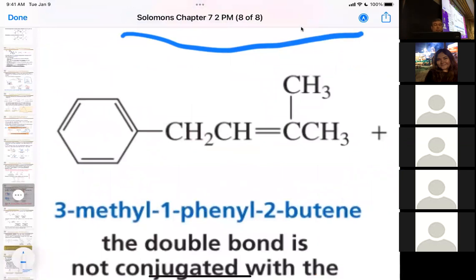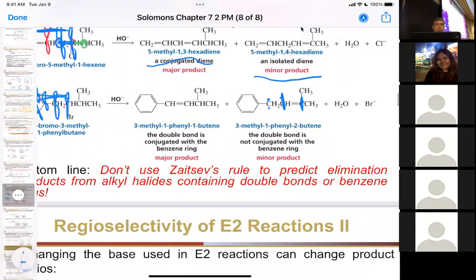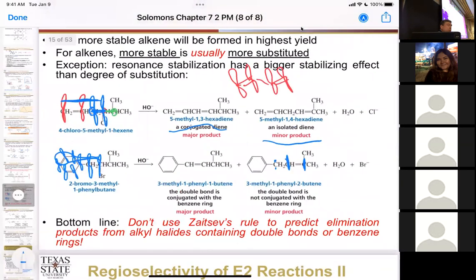However, we've broken conjugation because we don't have p orbitals on these two atoms, on this atom. We do have one on this atom. Okay, so we cannot use Zaitsev's rule when you have double bonds or rings or benzene rings. Okay, so you use the conjugation rule.